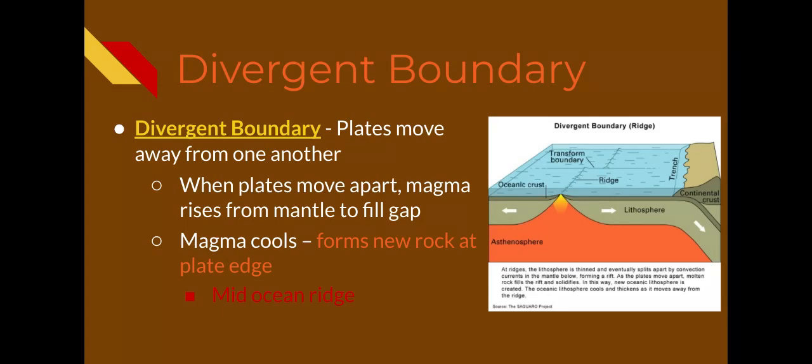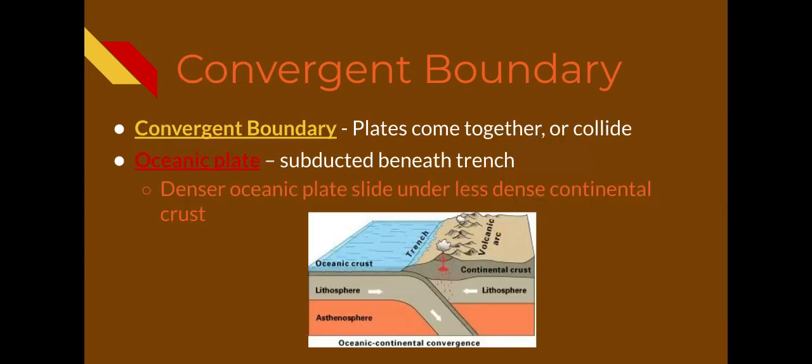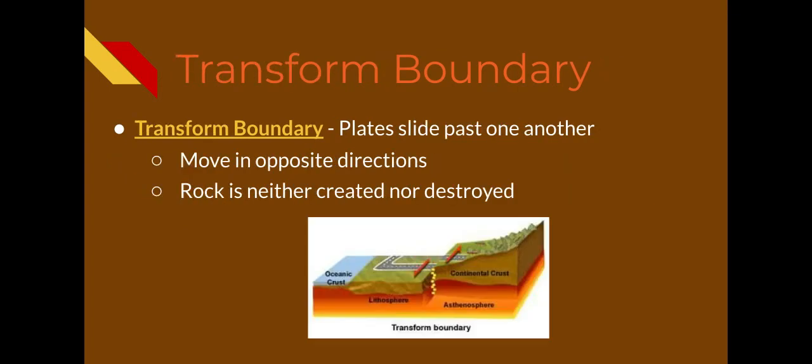So the first one is a divergent boundary. Divergent boundaries are where plates move away from one another. Plates are going to move apart, and magma will rise from the mantle to fill the gap. Magma cools, forming new rock at the plate edge. An example of a divergent boundary is the mid-ocean ridge. Our next one is the convergent boundary. Convergent boundaries are when plates come together or collide. The oceanic plate that's subducted beneath the trench is an example of a convergent boundary. Denser oceanic plates are going to slide underneath less dense continental crust, and that is a convergent boundary, where 2 different plates are joining together.